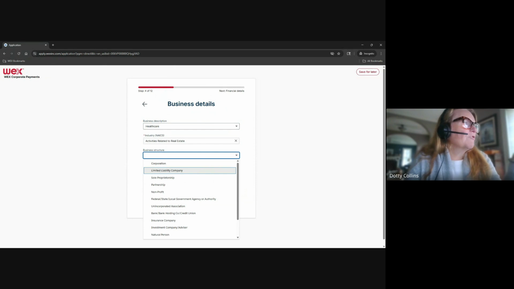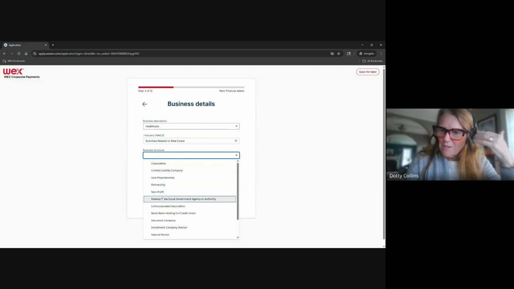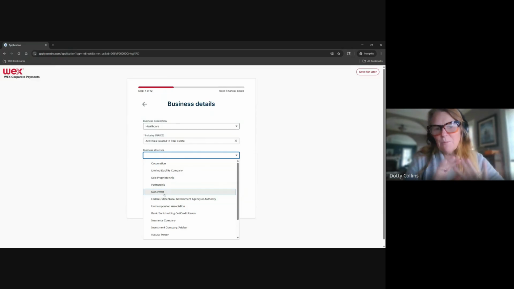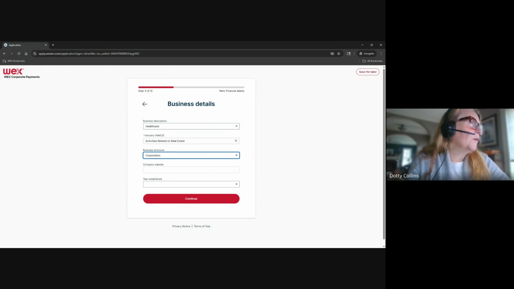Okay, business structure. There's some logic baked behind this. I would say the majority of yours are probably corporations. Depending on what type of business structure, we require the business owner BOE form or a person with control. So if you select corporation, we will require that. For federal, state, local government, we do not have business owners or persons with control. So it's just important that they select the correct business structure. I'll select corporation so you can see the whole flow.